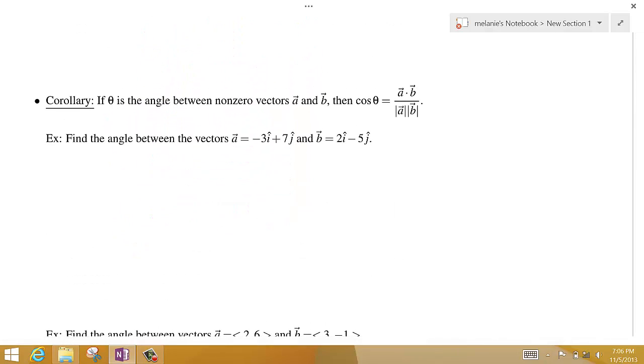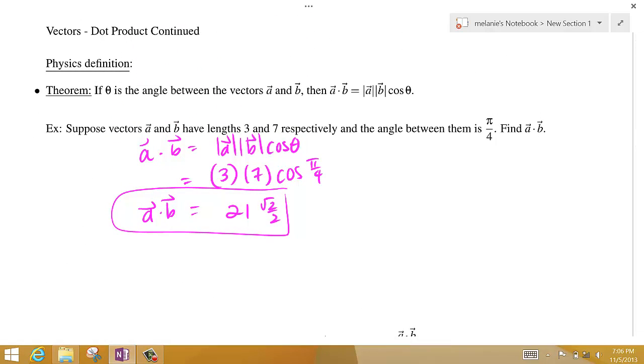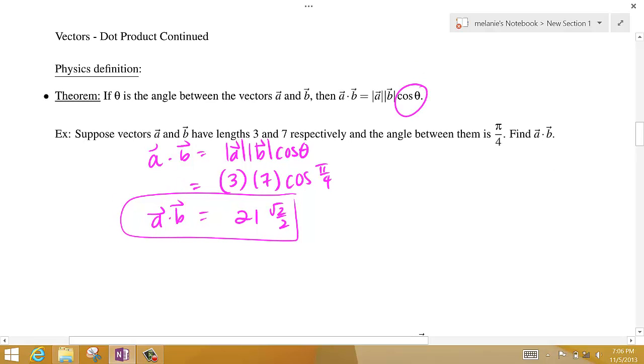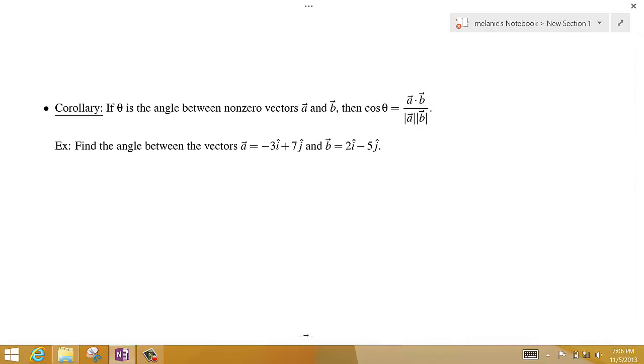We have a corollary that says if theta is the angle between non-zero vectors A and B, then cosine theta equals A dot B divided by the magnitude of A, magnitude of B. All we've done is taken our theorem and solved for cosine theta. So if you solve for cosine theta, you divide both sides by the magnitude of A and B, and you end up with this corollary. So let's do this example. Find the angle between the vectors A, that's negative 3i plus 7j, and B, which is 2i minus 5j. So the angle between them will be cosine theta equals A dot B over magnitude of A, magnitude of B.